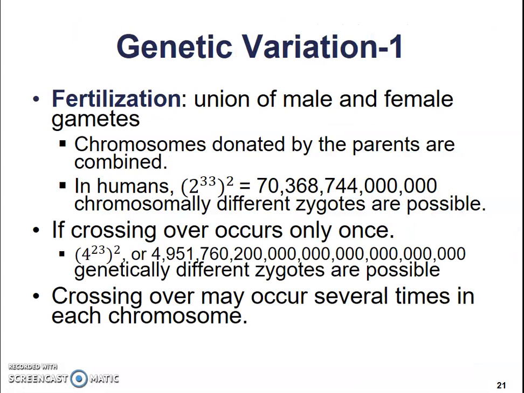Fertilization, that is the union of male and female gametes, so the fusion of sperm and egg. Chromosomes donated by the 2 parents are combined, and in humans, with our 46 chromosomes, there are 2 to the 23rd power squared. So a lot of different possibilities there. Okay, if crossing over occurs only once, there's tons of possible zygote combinations.